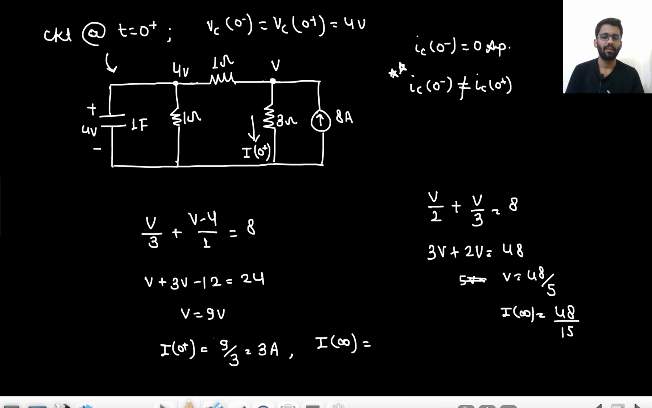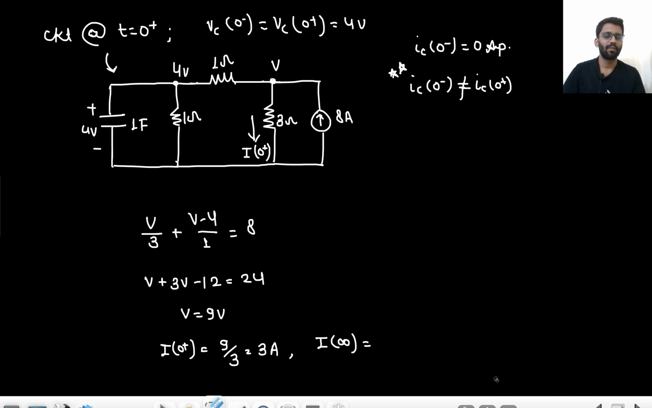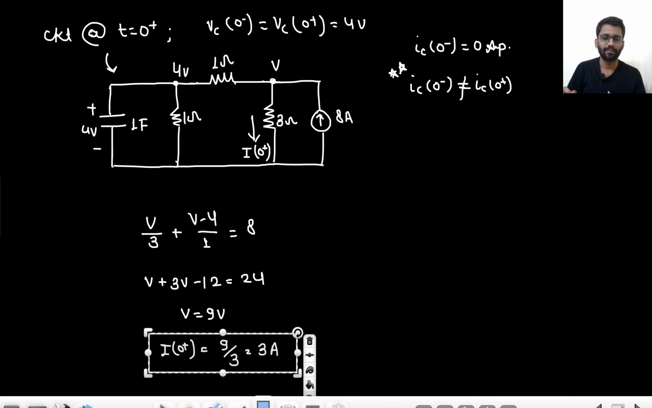Are you getting my point? So this is not the matter of concern. This was only the answer. Okay, you got it or not? What I am saying, this is the circuit at t equals to 0 plus. So we solved the circuit at t equals to 0 plus only. By solving the circuit at t equals to 0 plus, we got this answer 3 ampere.